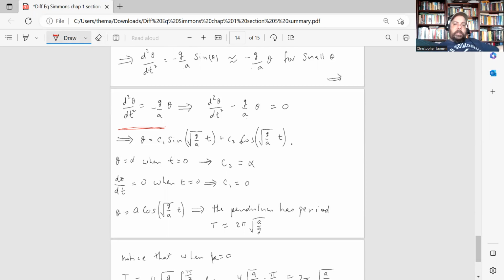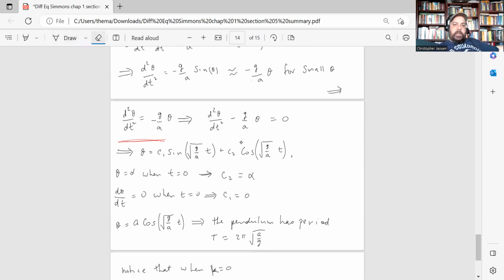And that we can solve. The general solution looks like this. We've actually shown that this is a solution in, I think, section 1.2, in the exercises. So it looks something like this: θ equals C1 sin(√(g/a) t) plus C2 cos(√(g/a) t). And we can solve for the constants by using our initial values.